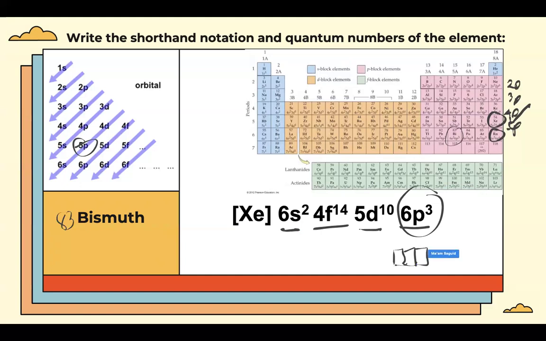So we have 3 boxes, 0, 1, -1. And then write the arrows. So in that case, our N here is 6 because that is the energy level. And then L here is 1 because we have again S, P, D, and F for L 0, 1, 2, 3. And then for our M sub L, we have 1. And lastly, the last arrow is upward, so it's positive 1/2. So as simple as that. All right.